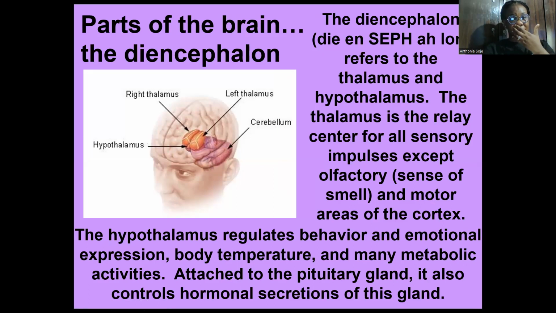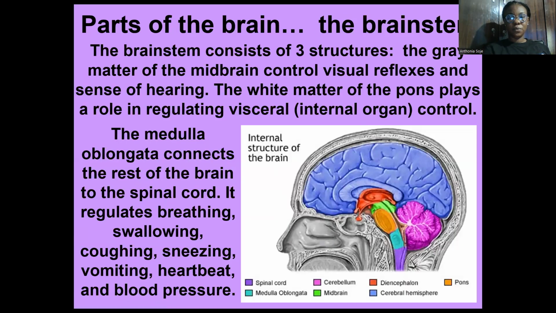The diencephalon refers to the thalamus and the hypothalamus. The thalamus is the relay center for all sensory impulses except that of smell, and for the olfactory and motor areas of the cortex. The hypothalamus regulates behavior, emotional expression, body temperature, and some other metabolic activities, and is attached to the pituitary gland. So it also controls hormonal secretions of this gland, the pituitary gland in this case.